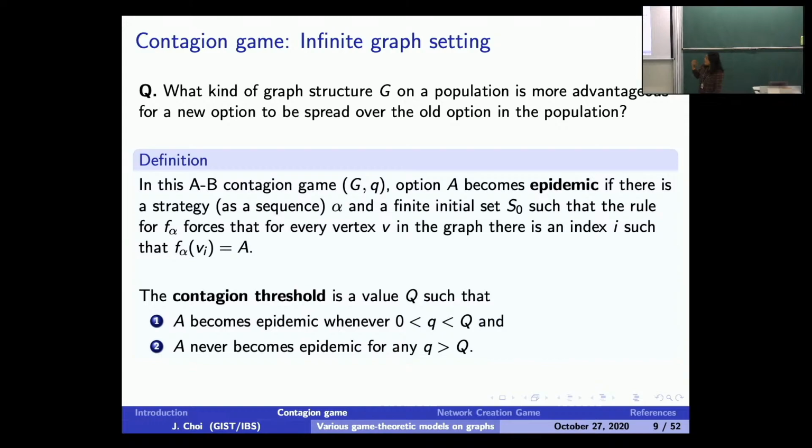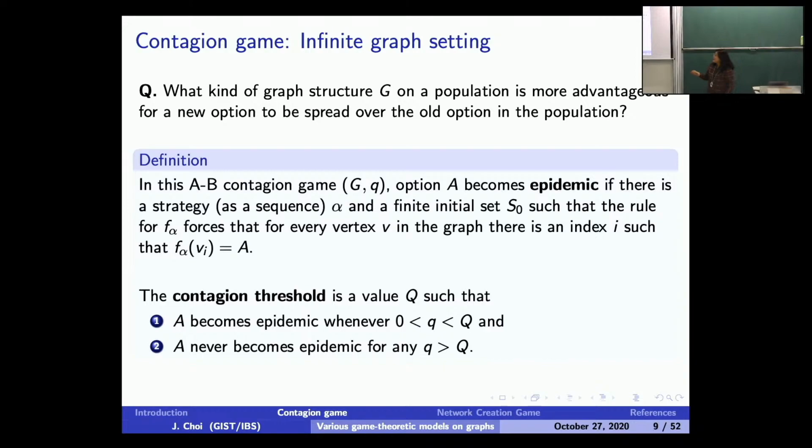If that happens, then we say A is epidemic. If that cannot happen, no matter how large a finite set you take and no matter what kind of sequence you take, it never happens, which means it's not epidemic. We can see that if A becomes epidemic at some value, for example Q is 0.3, then for any Q less than that number, it's always epidemic. On the other hand, if A is not epidemic at a value like 0.7, then for any Q bigger than 0.7, A cannot be epidemic on the same graph.